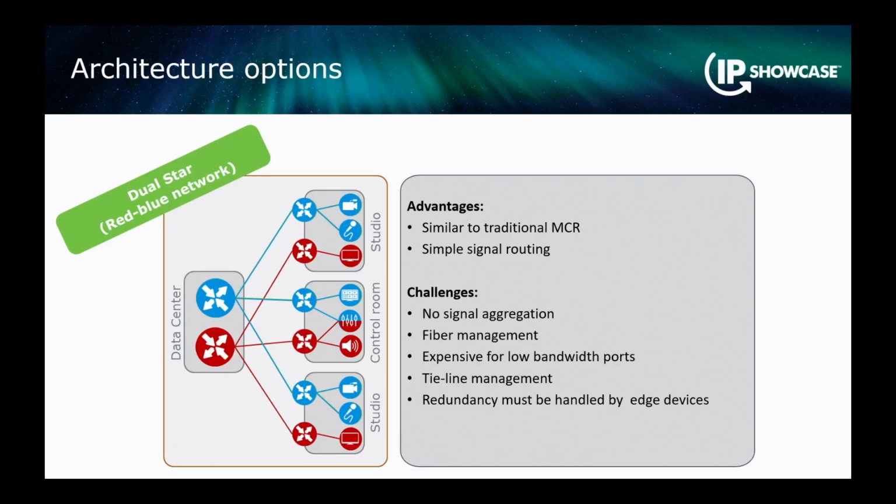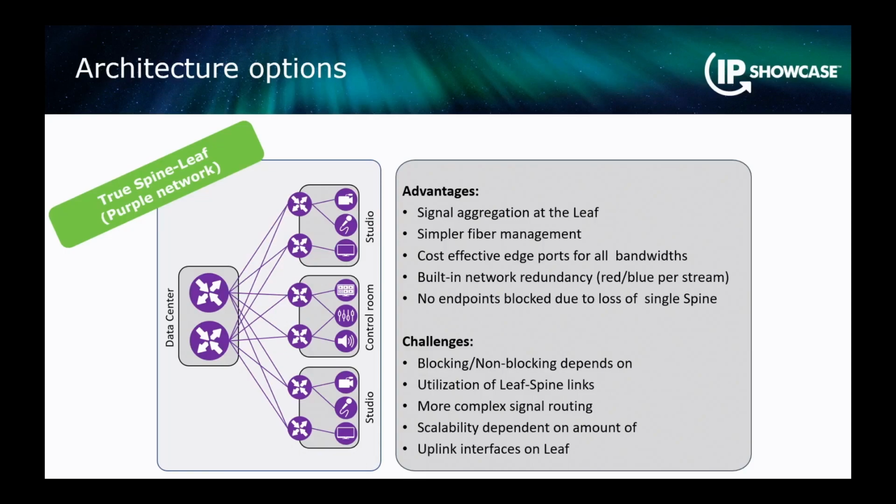So another way to do it is what I'll a bit bluntly call the true leaf spine. It's also referred to as the purple network, where the other one is the red-blue or amber-blue network. This is the purple network. And the purple network, the rule here is that all leaves are attached at least once to every spine. And I deliberately say every spine because here I'm only putting two.